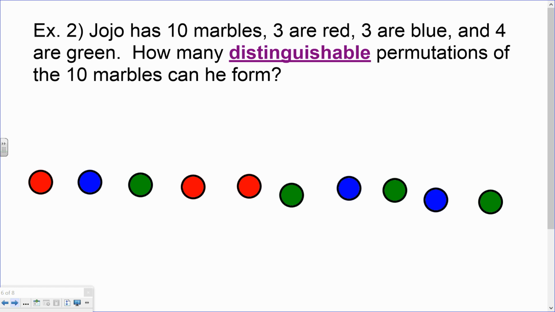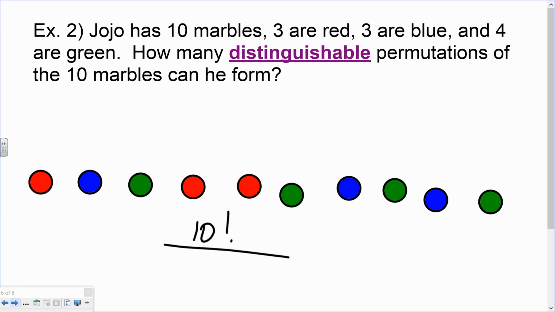Let's begin by supposing that they did all look different, and I just got 10 totally different marbles. How would I figure out how many ways I can arrange 10 different marbles? Morgan? So 10 factorial. Whether I can tell them apart or not, that's how many ways I could line them up.